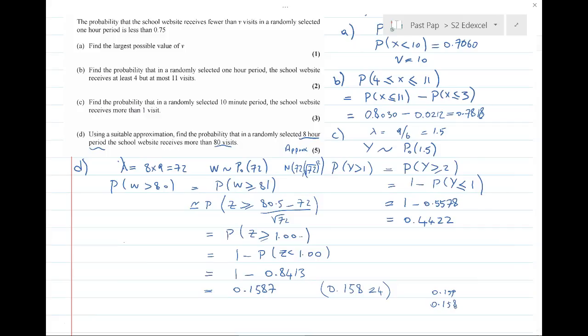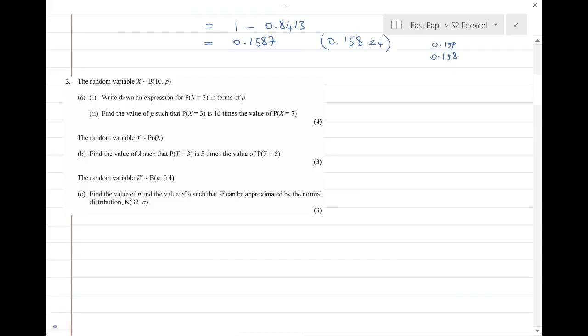Okay, that is question 1 done. Let's have a look at question 2. There are a bit more mathsy questions. For some of us that's a bit of a relief when they're not asking us to interpret stuff in real situations.